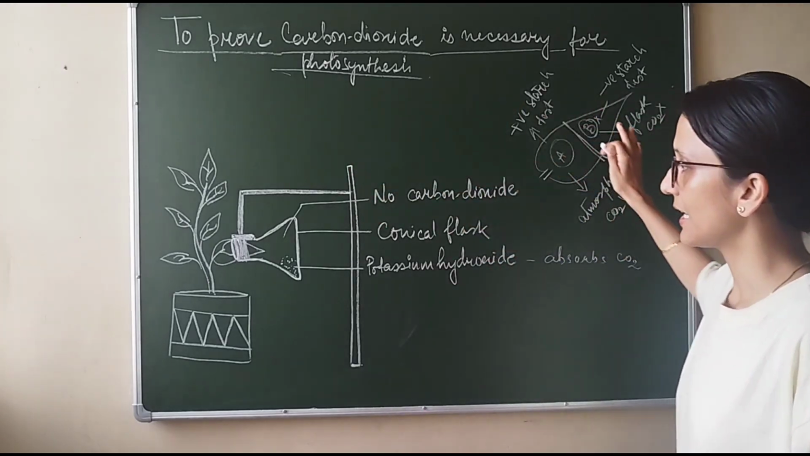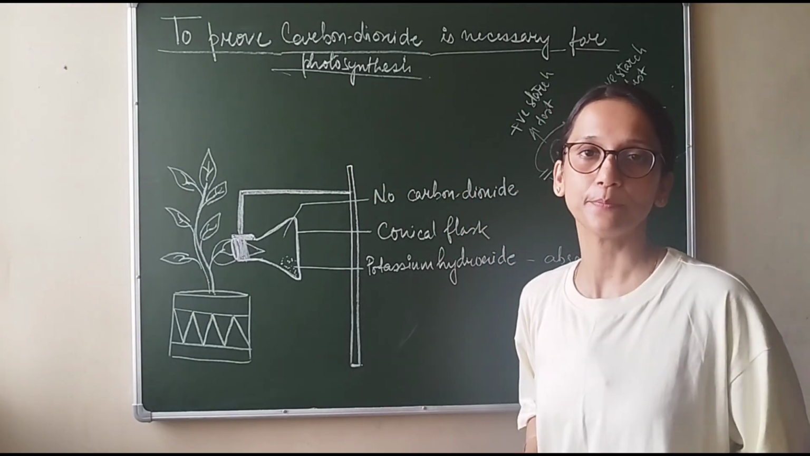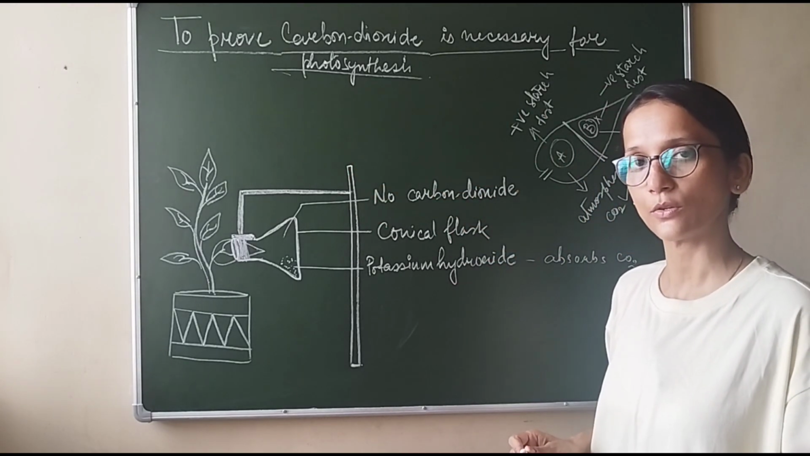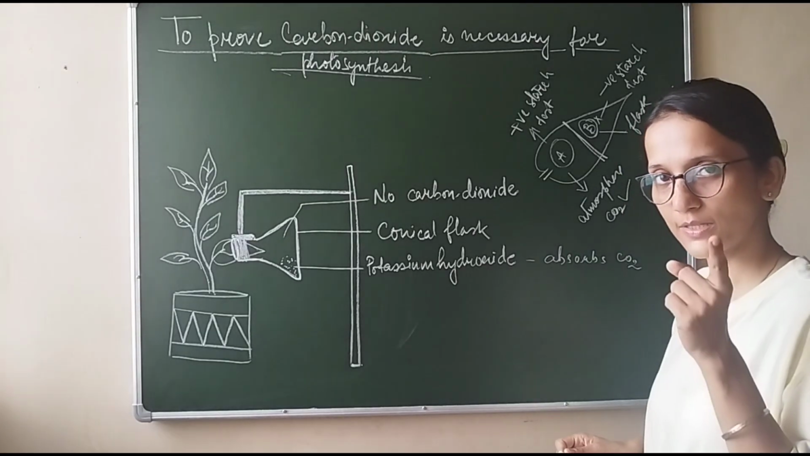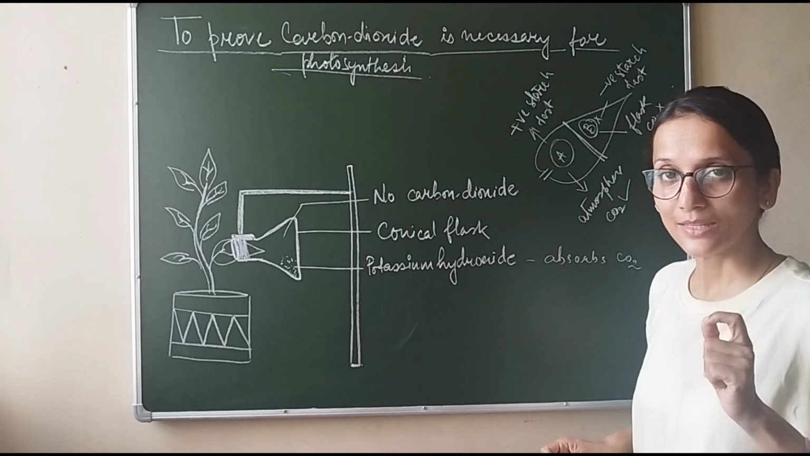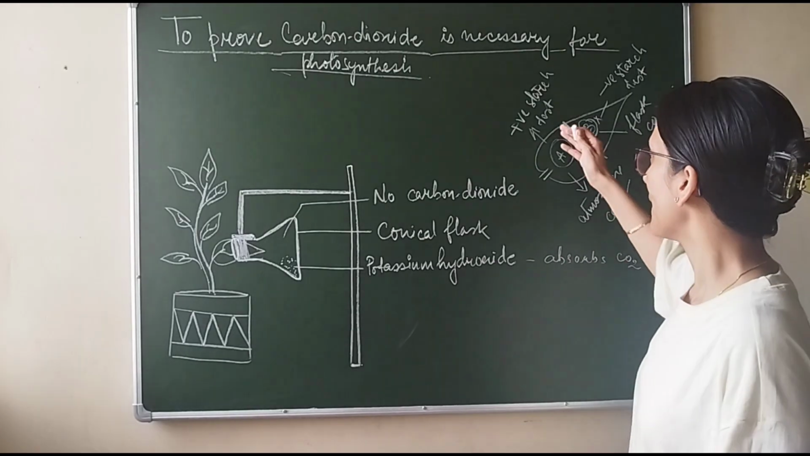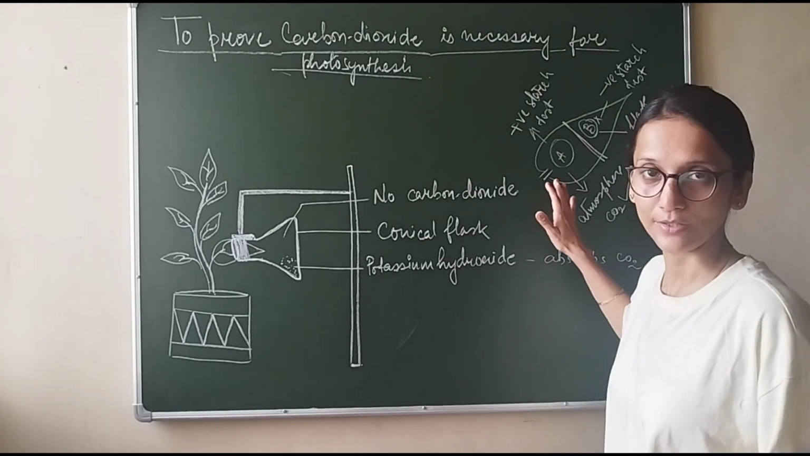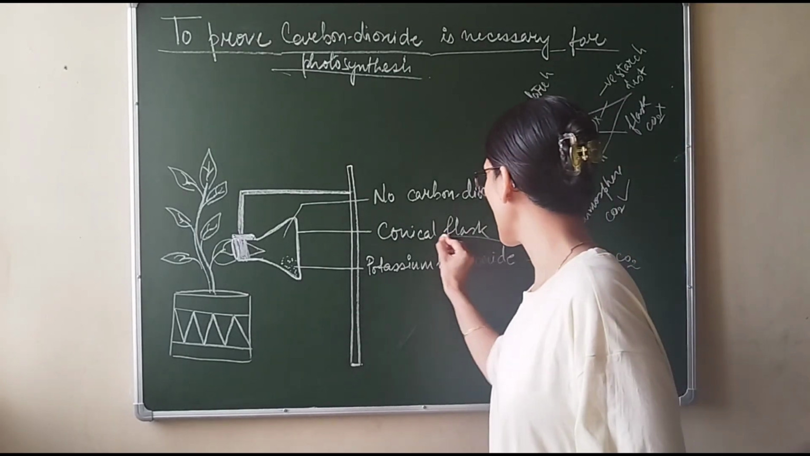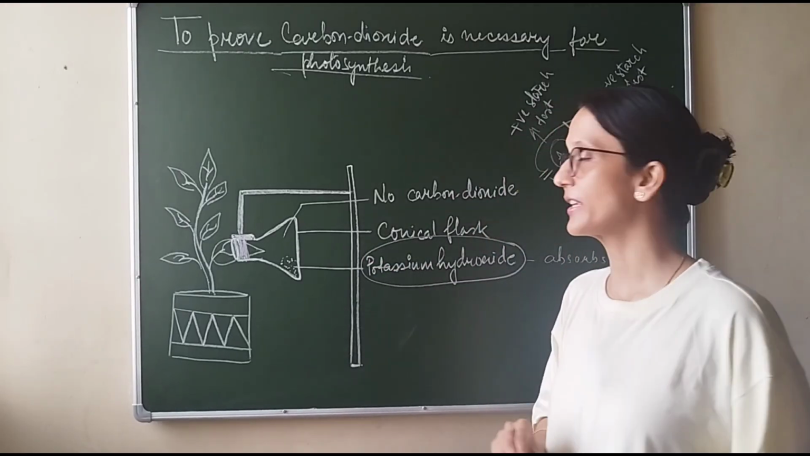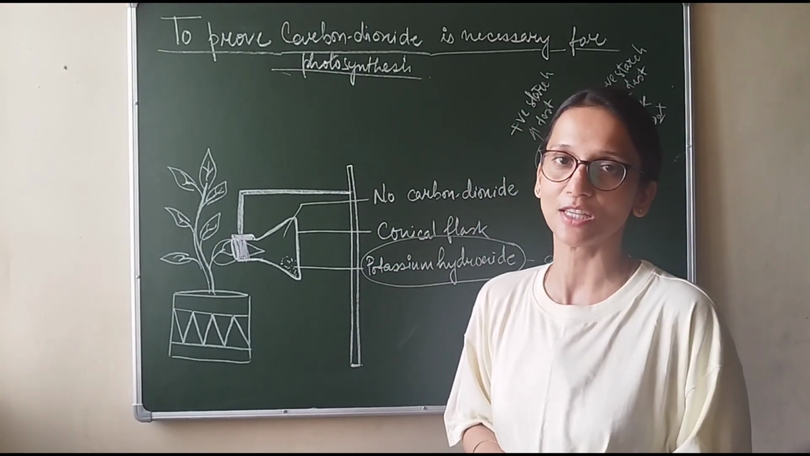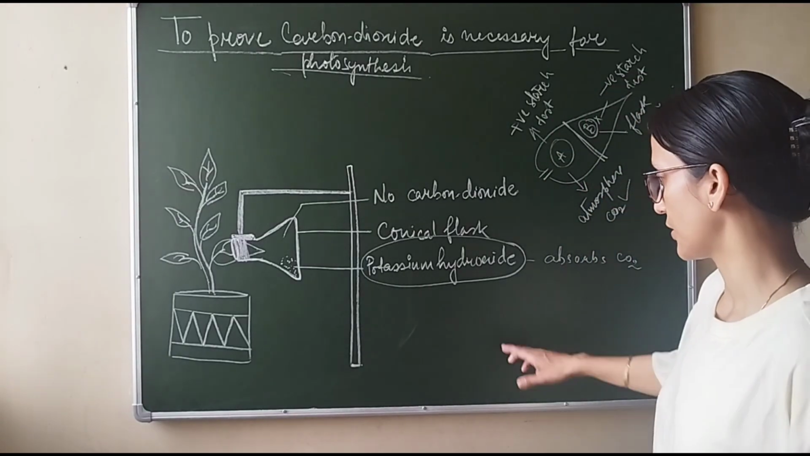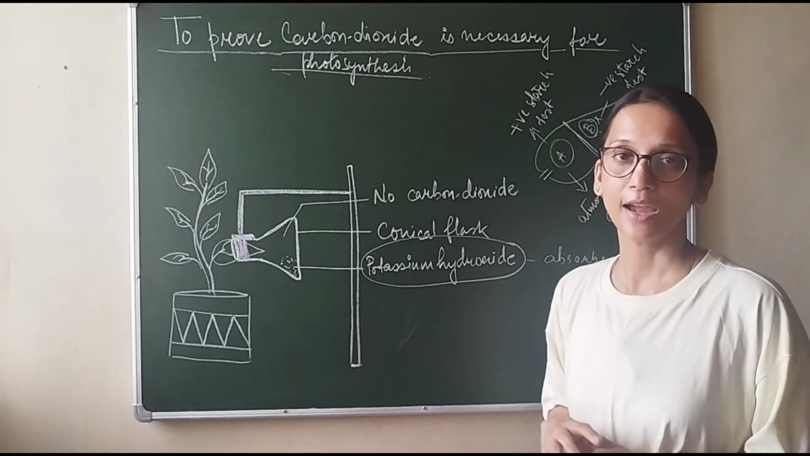So this is the entire experiment that can easily prove that in absence of carbon dioxide, there will be no photosynthesis. If there is no photosynthesis, no starch production, and this can be very easily proved by a basic starch test on the leaf. Now just remember the name of this chemical, because आपको exam में पूछा जाएगा name the chemical which is used to prove carbon dioxide is necessary for photosynthesis. Your answer will be potassium hydroxide.